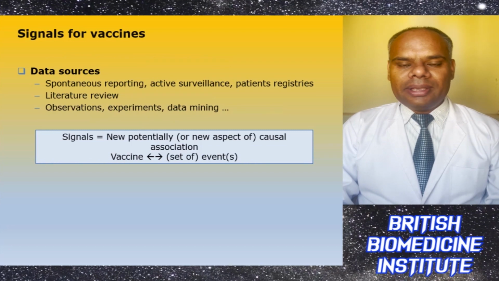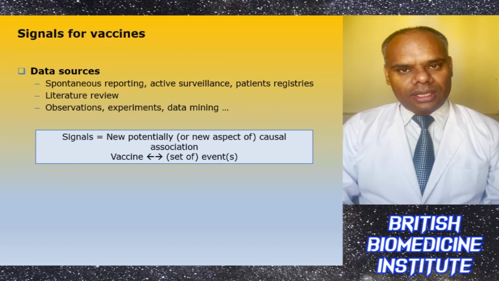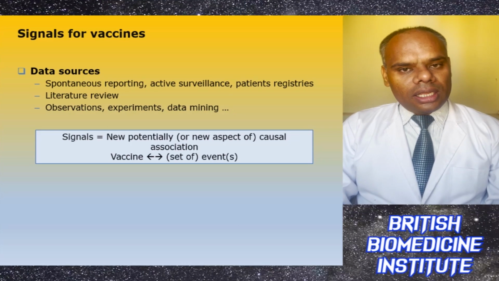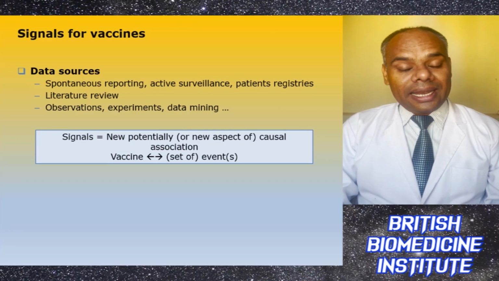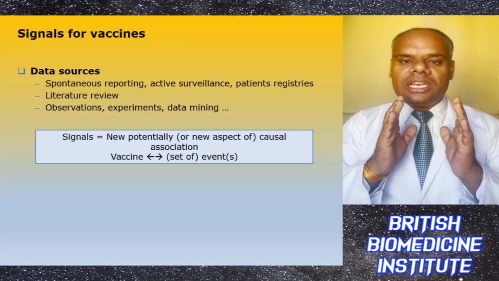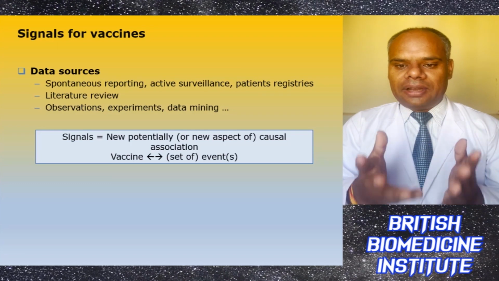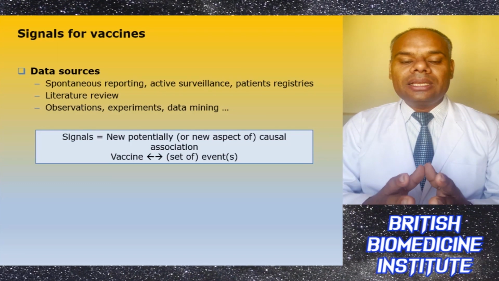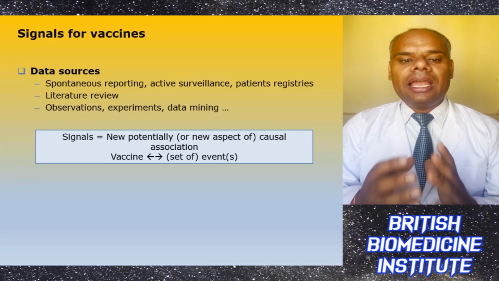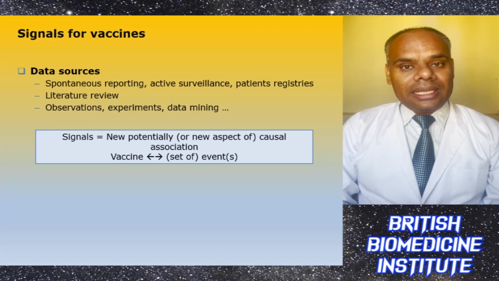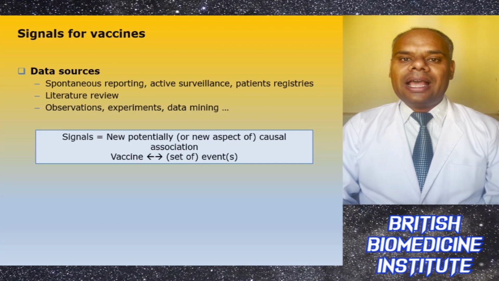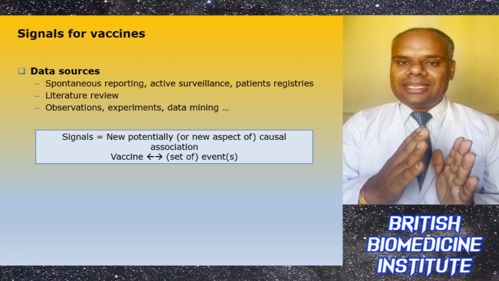Inside vaccines, a signal detection method works just as it does in pharmacovigilance. In order to identify vaccine-related side effects, signals can be identified through spontaneous reporting, active surveillance, patient registries, literature reviews, and various experiments, data mining and observations. Signals can be identified from a new potentially causal relationship, that is, vaccine versus event.